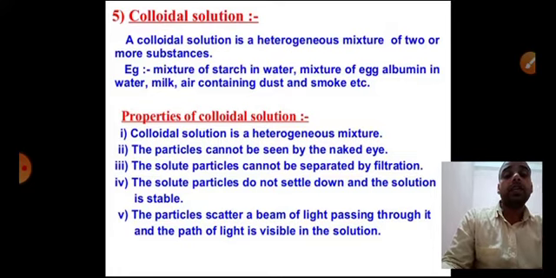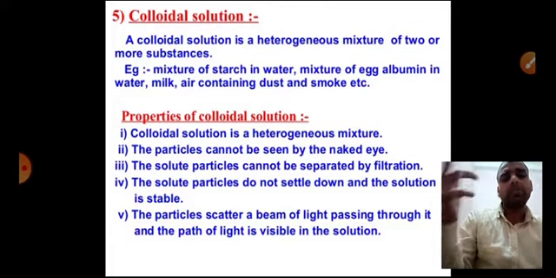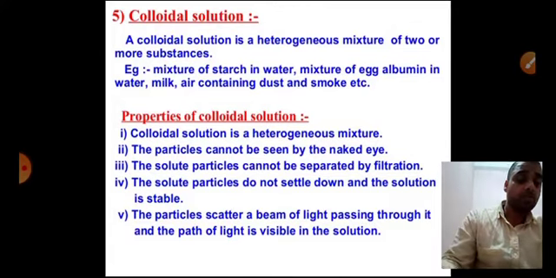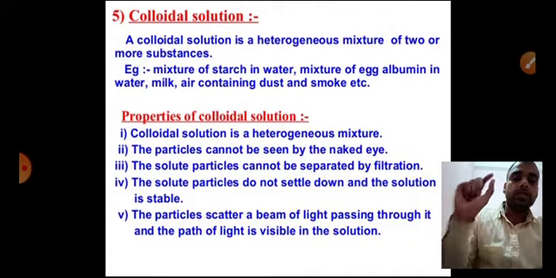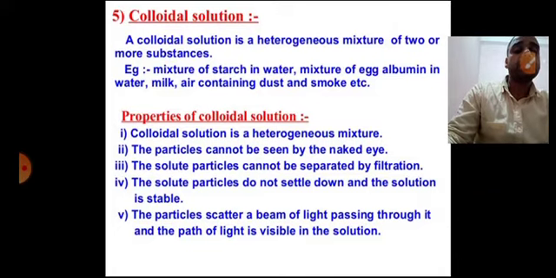The solid particles cannot be separated by filtration. The particle size is very small, not so small that it counts as a true solution, but small enough that we cannot separate it by filtration. The solid particles do not settle down, and the solution is stable.